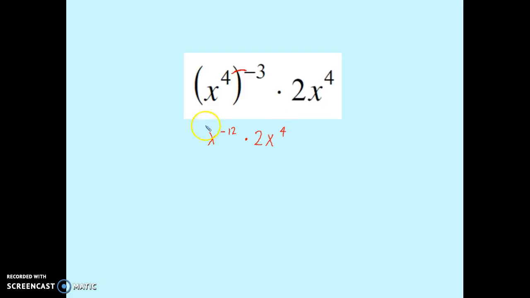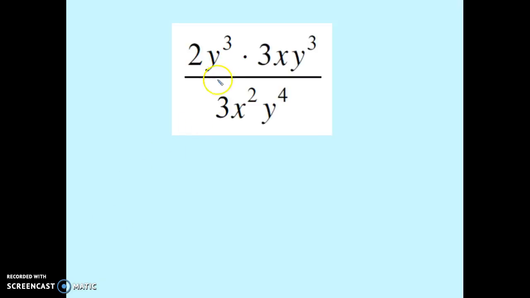My coefficient out here is a 1. 1 times 2 is 2. I have two separate bases, so I'm going to add my exponents. Negative 12 plus 4 is negative 8. I don't want any negative exponents, so that's the only thing I need to move. The 2 is fine. It has a positive exponent. So then this is going to become 2 over x to the 8th. Only move the base that has a negative exponent.